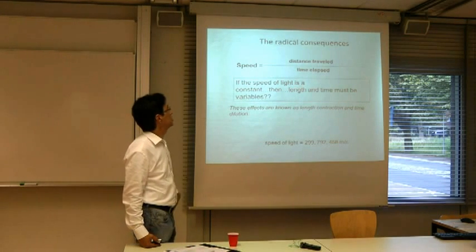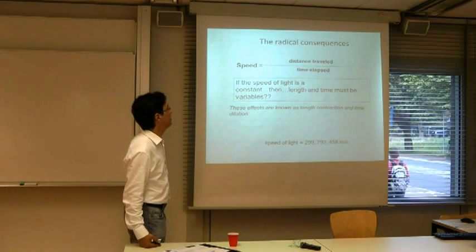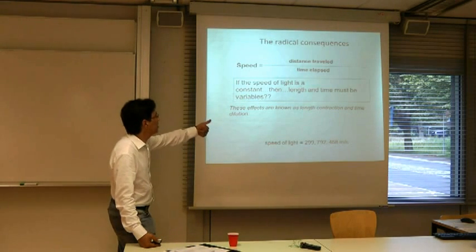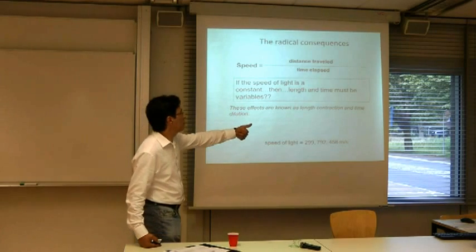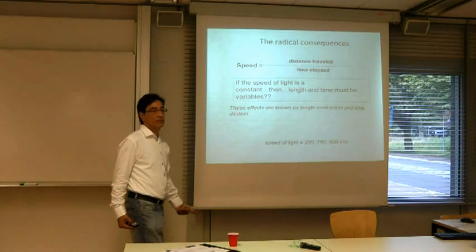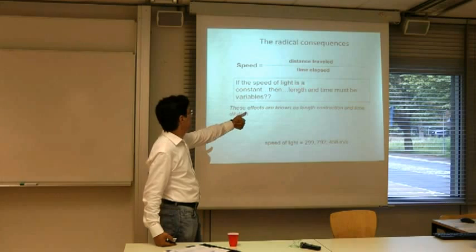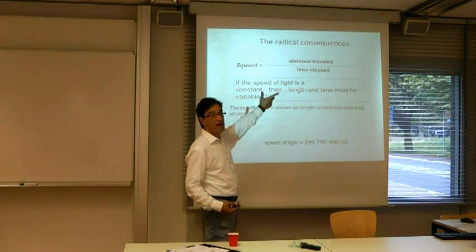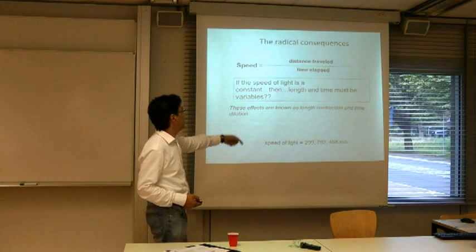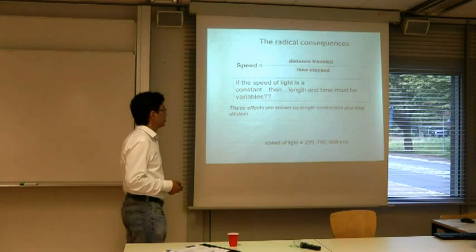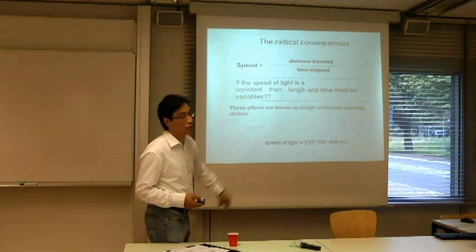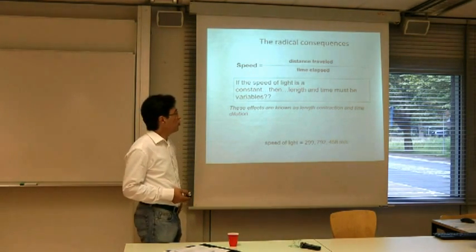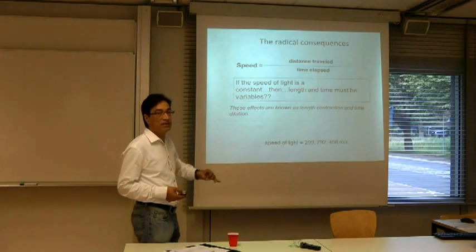The radical consequences. Speed is easily equals to distance traveled over time elapsed. If the speed of light is a constant, then length and time must be variables. Again, if the speed of light is a constant, then one of these should be varied. Okay? These effects are known as length contraction and time dilation. Again, speed of light is 299,792,458. Always this is constant.